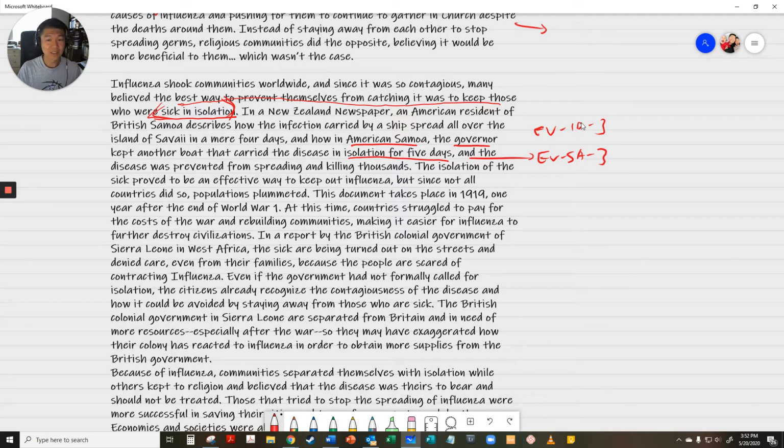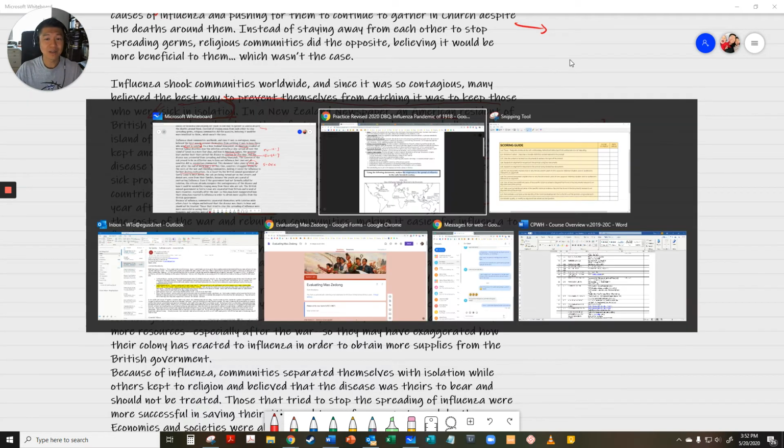The third occasion, isolation proved to be an effective way of keeping out the influenza since not all countries did so. All right, this place again in 1919, a year after World War I. So this is now an attempt to try to source a second time here using occasion. Okay. At this time, countries struggled to pay for the cost of war and rebuilding communities, making it easier for influenza to destroy further civilization. Now, this is true, but again, it has to apply to the prompt itself in some kind of particular means here. So the notion that this is an American resident of not British Samoa here.